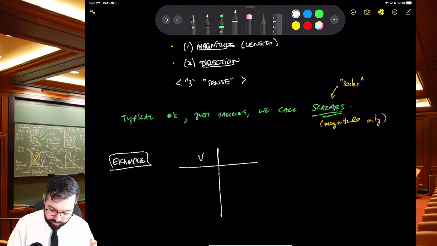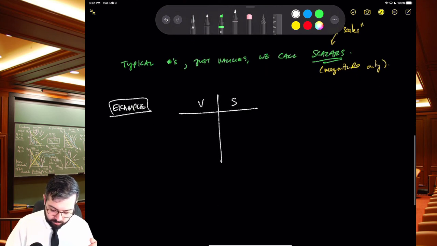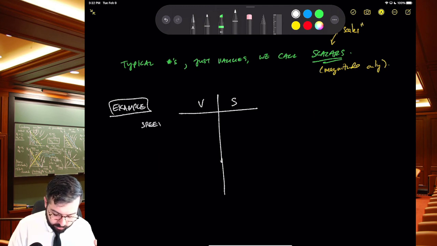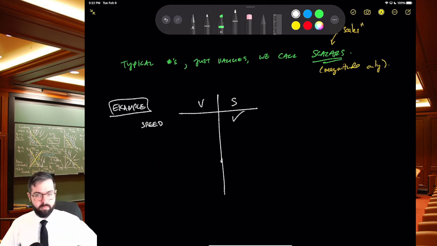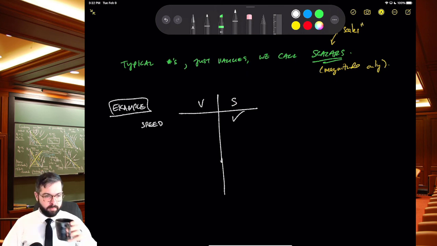Go down the line. We'll see, do you think this is a vector or a scalar? So speed, what do we think? Vector or scalar? Scalar. Why do you think so? Because I can be going 10 miles an hour forwards or backwards, and you don't know. Right. The direction is not implied in the speed. The speed is just the magnitude, right?